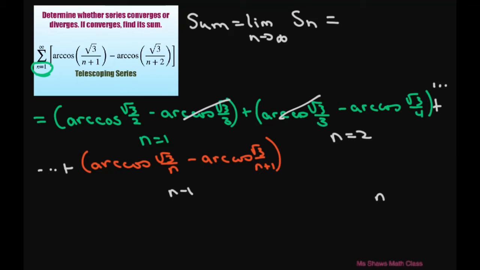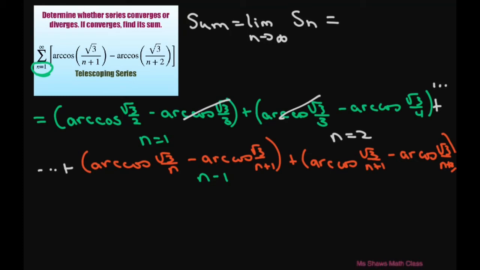And then for n, you're going to get plus arc cosine of square root of 3 divided by n plus 1 minus arc cosine of square root of 3 divided by n plus 2. And this was n minus 1, and this was n, because you're working backwards.